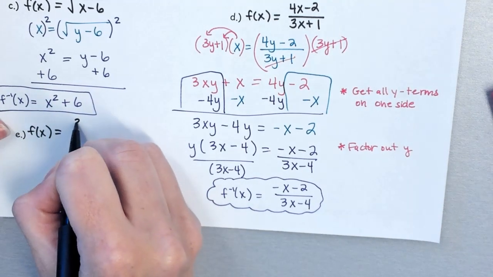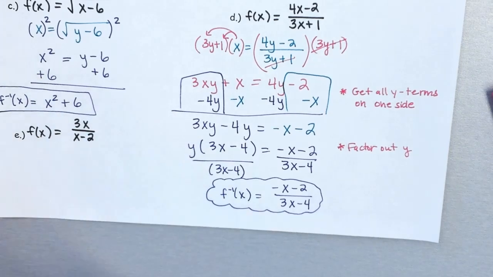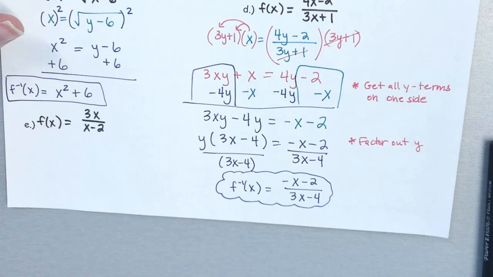Okay, so this one is similar. Why don't you guys give this one a try? I'll come around and help you. So you have f of x equals 3x over x minus 2.